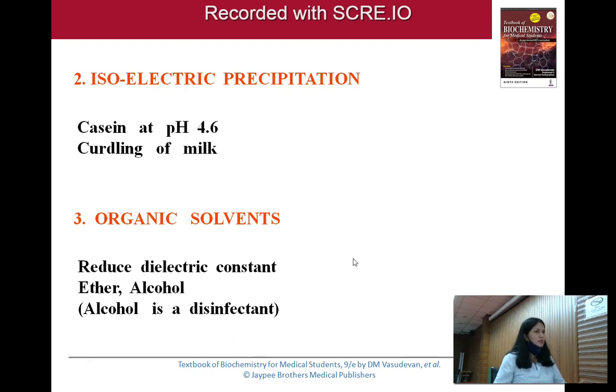Can anybody explain how the curdling of milk occurs? Anup, have you studied how curd is formed? No, ma'am. Curd formation occurs because of which bacteria when you store the milk? Lactobacillus, ma'am. Yes, lactobacillus. This lactobacillus causes the fermentation of the milk.